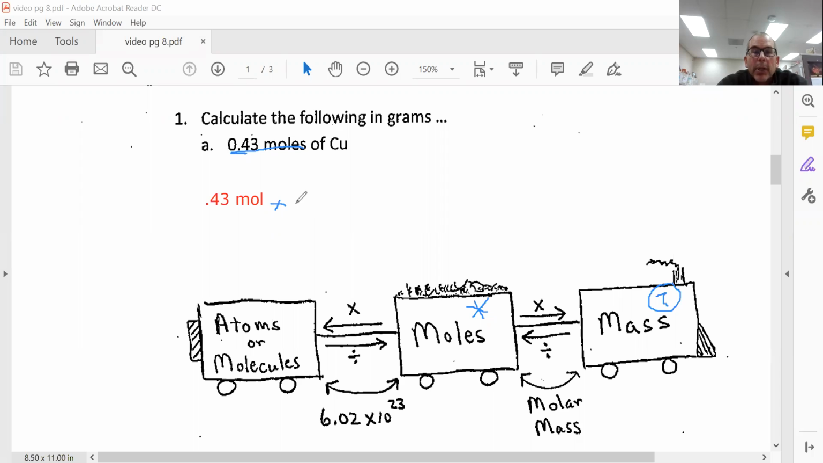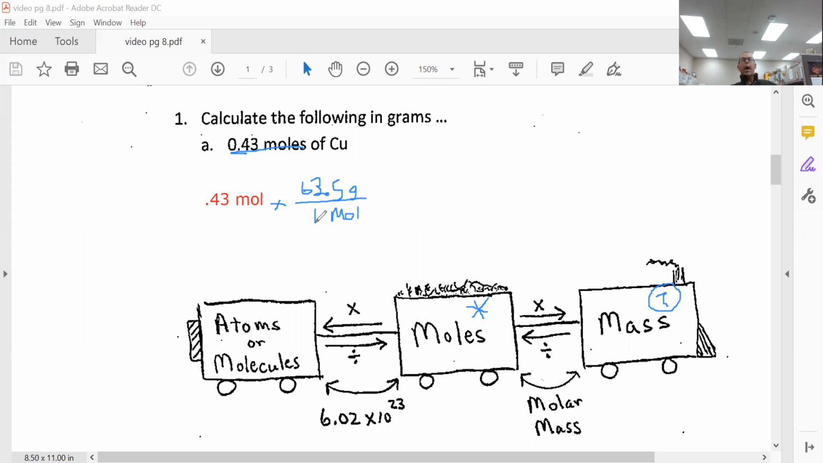Where I come from goes on the bottom. So I'm coming from moles, and moles goes on the bottom, mol. And what's the mass? We said it was 63.5 grams. Now notice it's 63.5 grams per 1 mole.